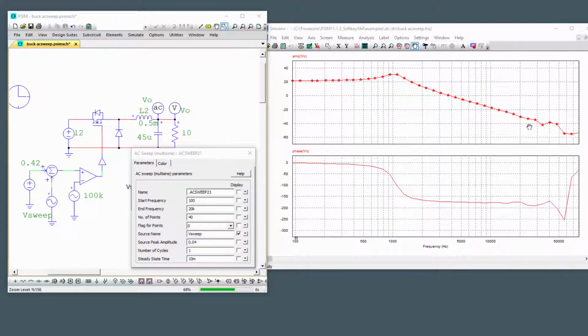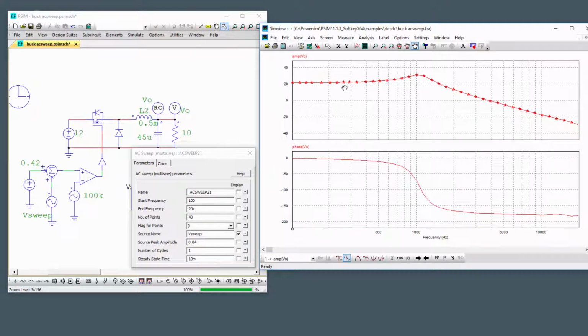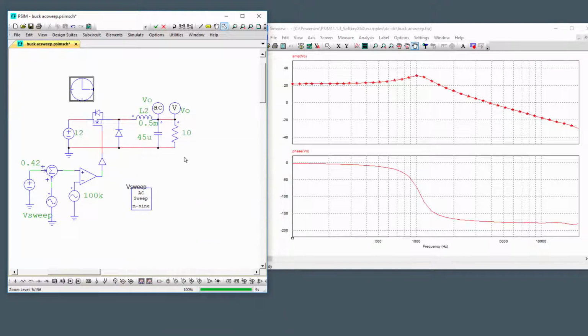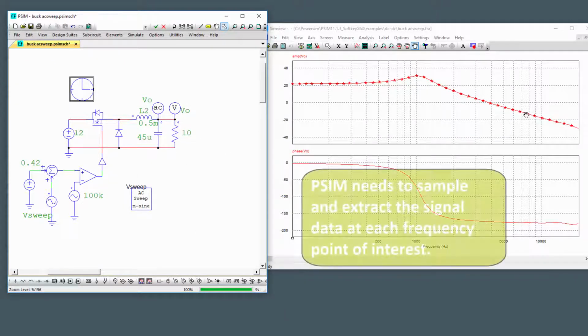The next thing we need to be worried about is the switching time step. Right now I'm running with 50 nanoseconds, which is a fairly small time step. The reason for that is I've got a lot of data points up here. Again, PSIM is sampling the signal and extracting the frequency response, so we need enough data points at these higher frequencies in order to extract a good signal.